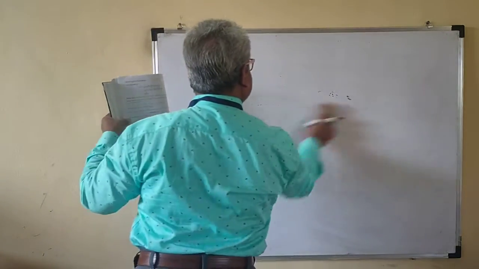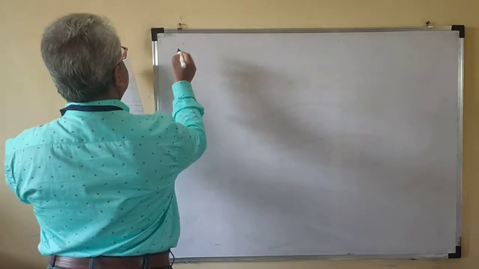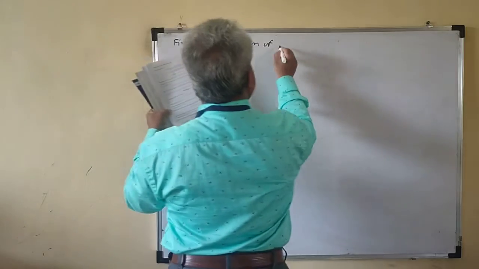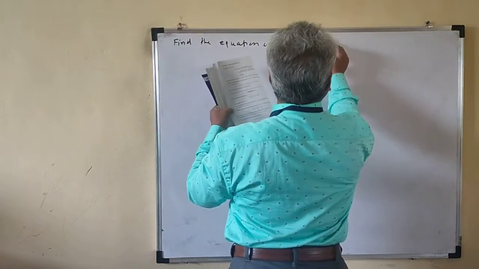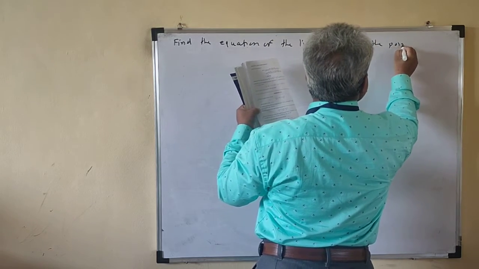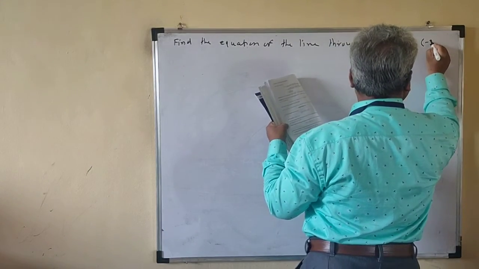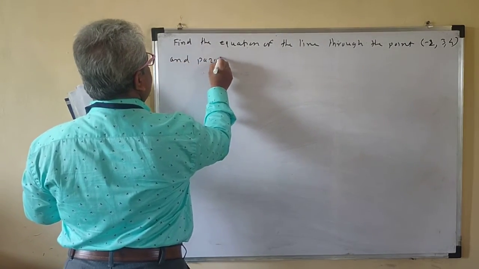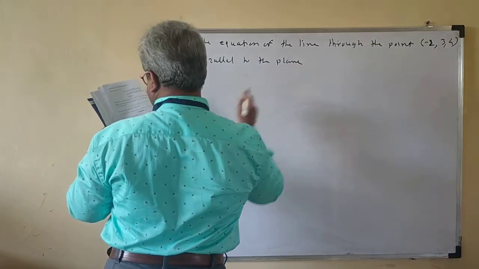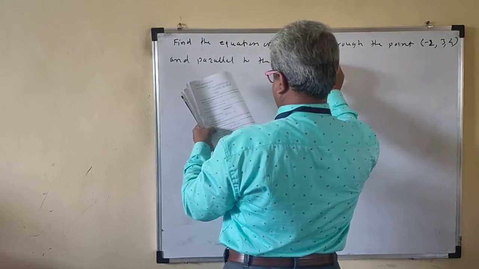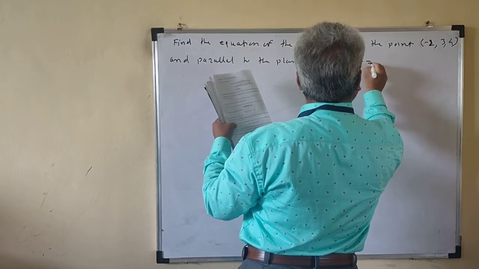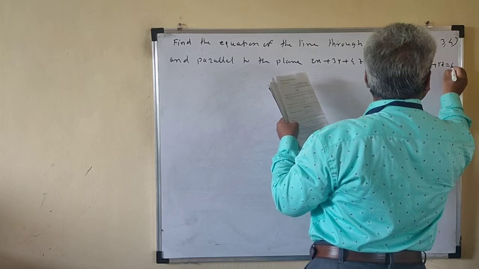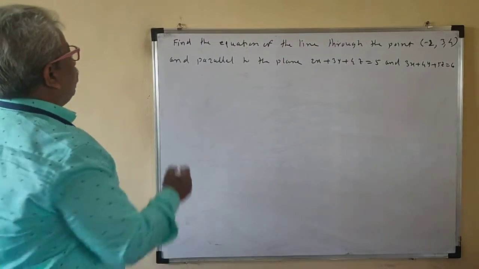Next, find the equation of the line through the point minus 2, 3, 4 and parallel to the planes 2x plus 3y plus 4z is equal to 5 and 3x plus 4y plus 5z is equal to 6. Okay, solution.